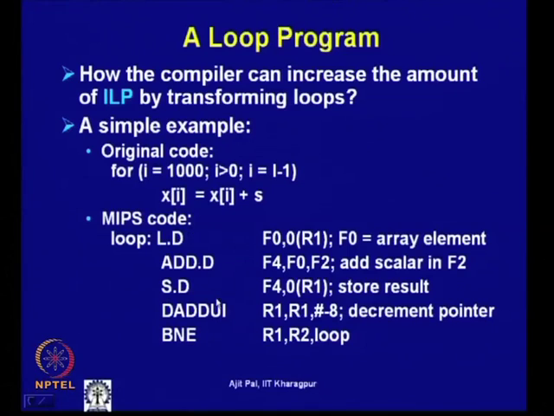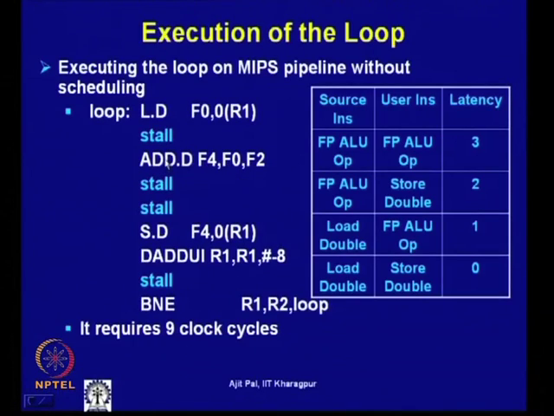1000 times looping will take place. So, these are the three instructions. As we have already seen, there is data dependency among these instructions, and because of that, if the instructions are present in this order, you have to introduce stalls. So, executing the loop on the MIPS pipeline without scheduling will require how many stalls?